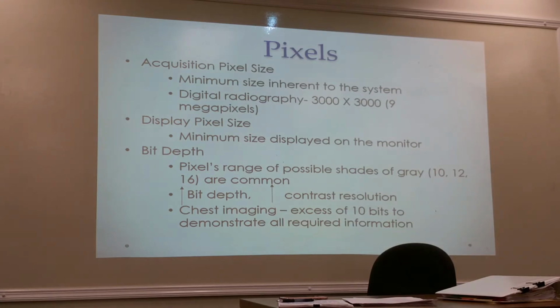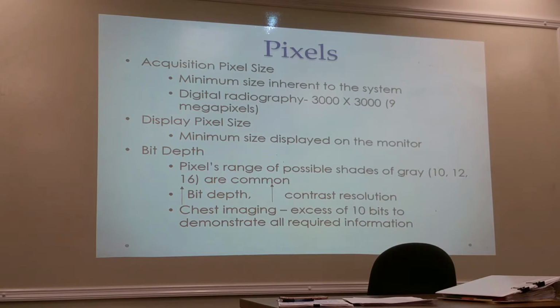Bit depth is the ability of the pixel to present shades of gray. So if it has an increase in bit depth, then we're able to see more shades of gray. If it has a decreased bit depth, then the reverse would be true. And why wouldn't you want a detector with as many shades of gray as possible?